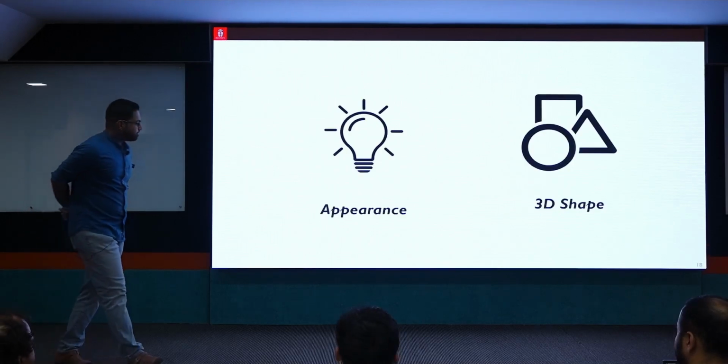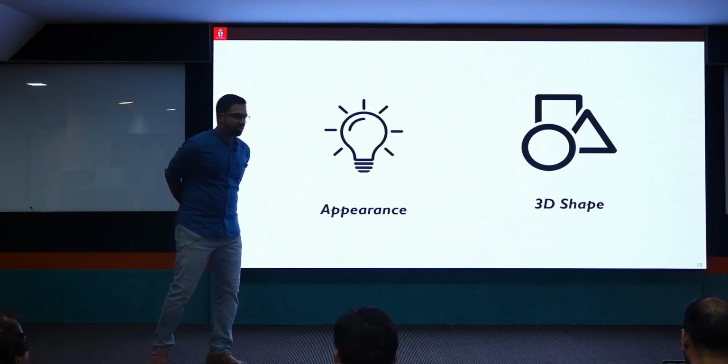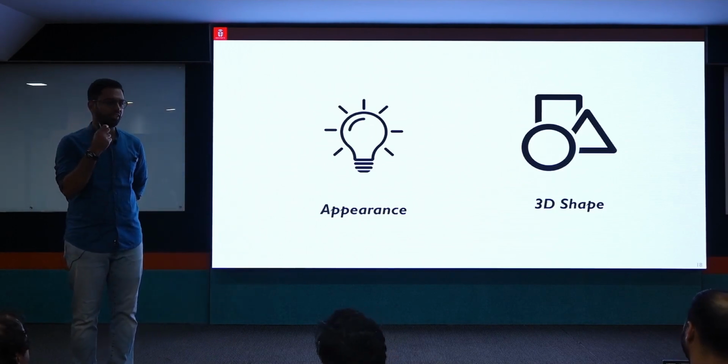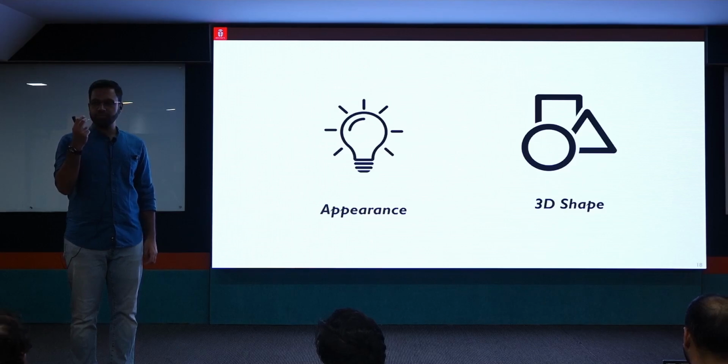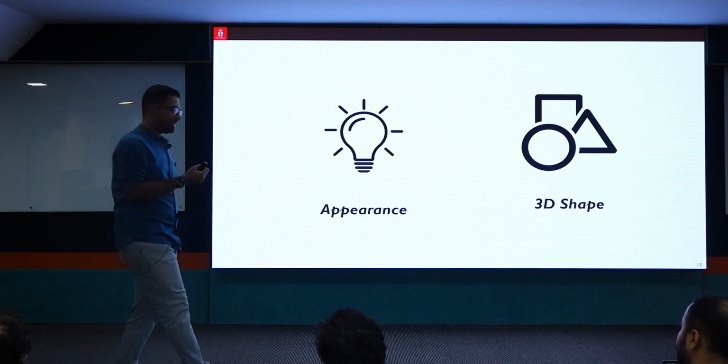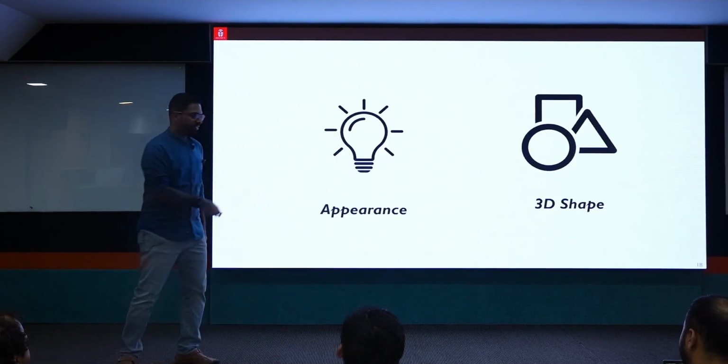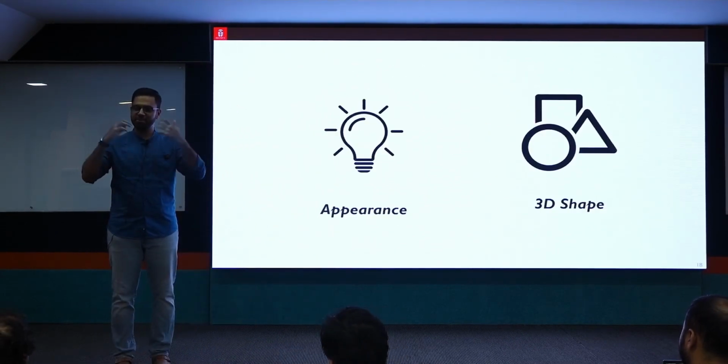Okay, so let's think about appearance and 3D shape, right? So those are the two things that the radiance field is actually capturing. It's useful to think of the radiance field as capturing these two things, right? Now, when we talk about appearance, let's go back in time, okay?